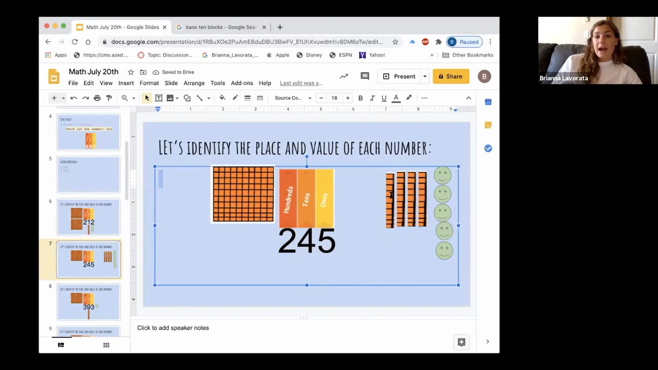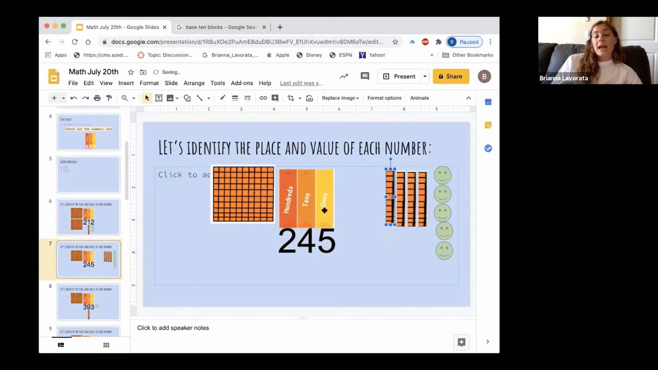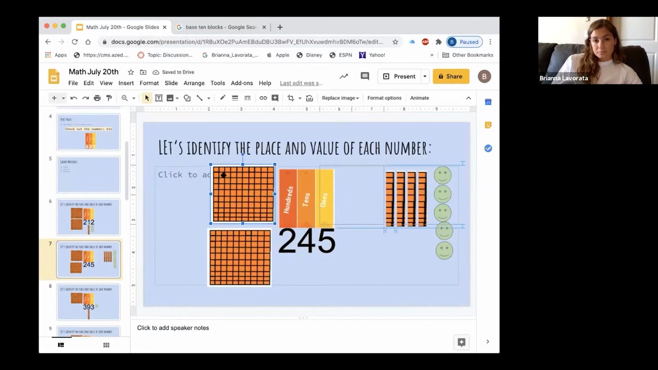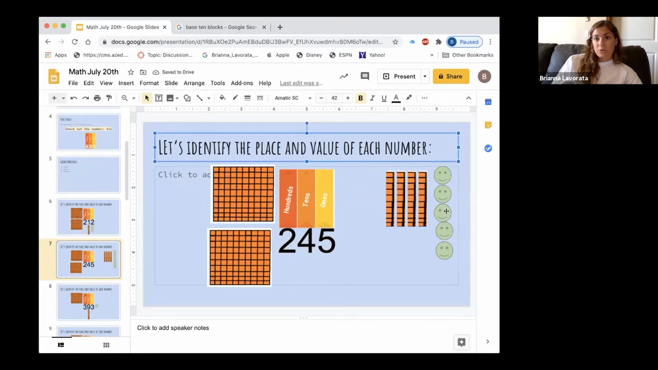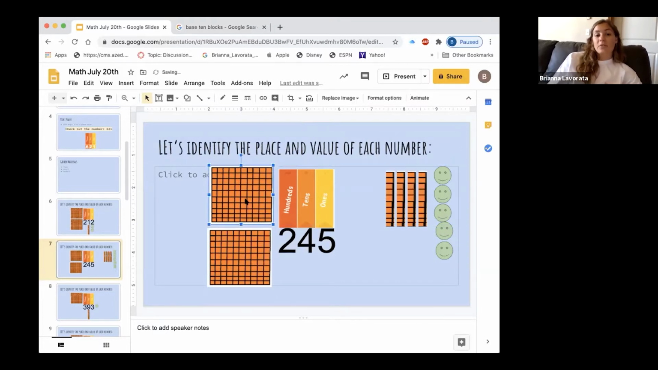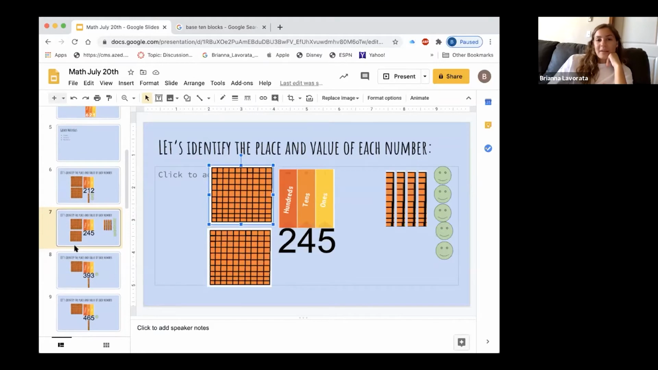Okay, so now I have 4 groups of tens. Now it's telling me I have 2 groups of 100. Okay, so this is one group. I need 1 more. So now I have 2 groups of 100s. So all together, we have 5 ones, 1, 2, 3, 4, 5. 4 groups of tens, 1, 2, 3, 4. And we have 2 groups of hundreds, 1, 2. So now we can read this number as 245.